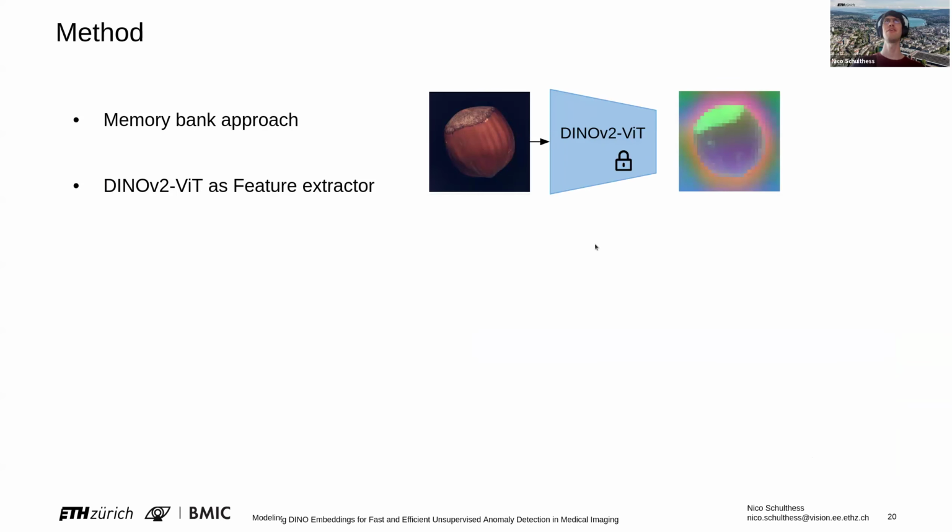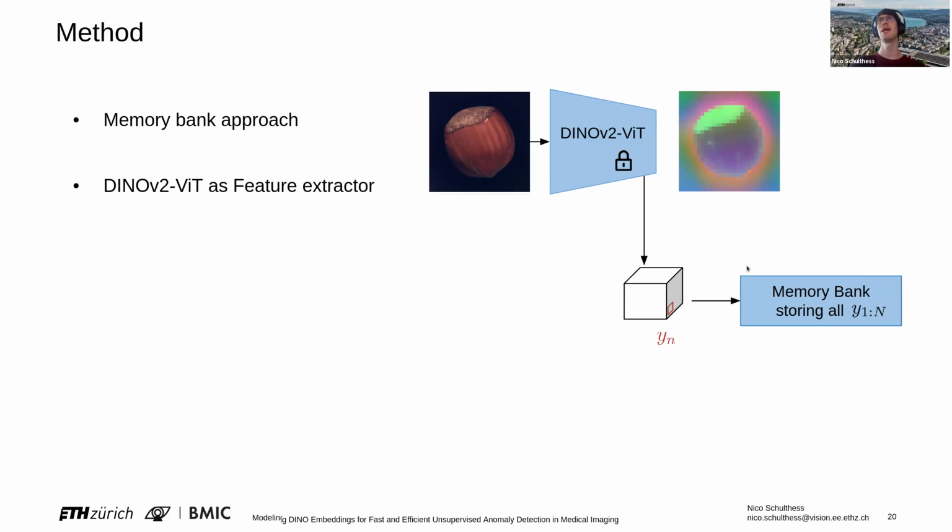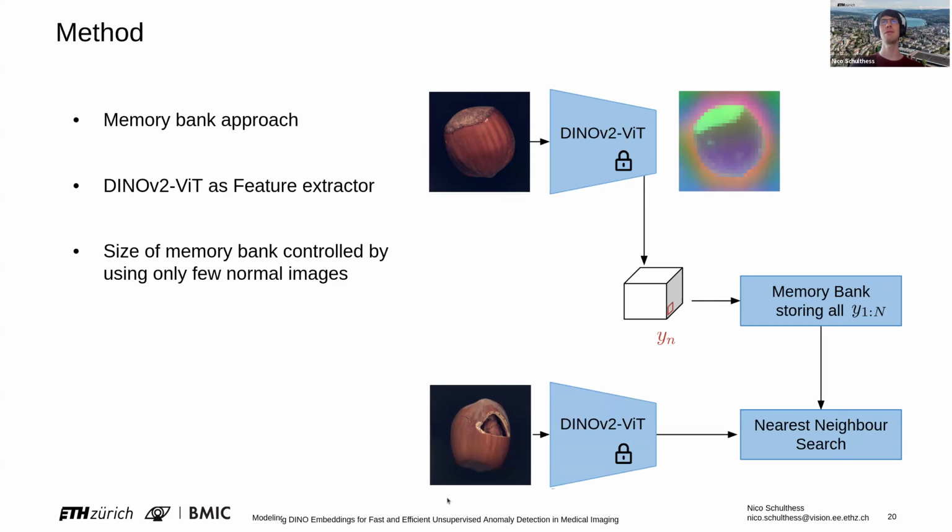So the method itself is very similar to what I explained before. It's a memory bank approach. They extract DINO features from normal images again and store them all in a memory bank, and the whole subsampling part is omitted. However, they control the size of the memory bank by using only a few normal reference images to extract the features from. Then during test time, features are extracted from the test image and the nearest neighbor search is performed. And just as I explained before, the distance to the nearest neighbor is then used as an anomaly score.